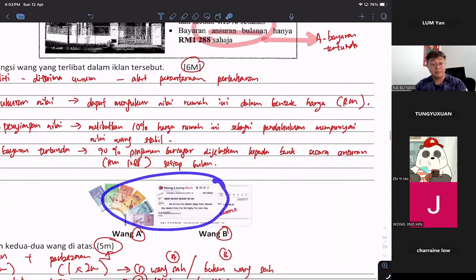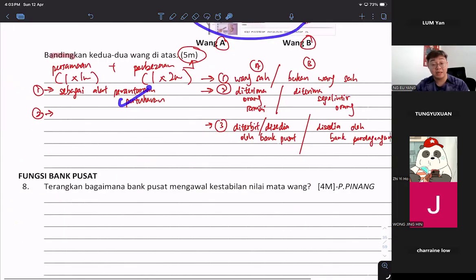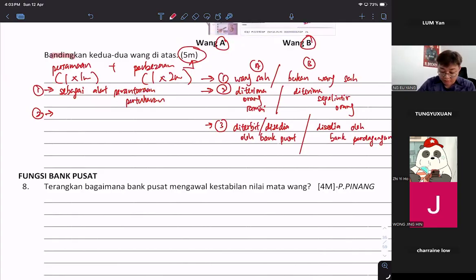This is not system barter, guys. What's the kelemahan for system barter? Other than memerlukan kehendak serentak, which means tidak mudah rosak.